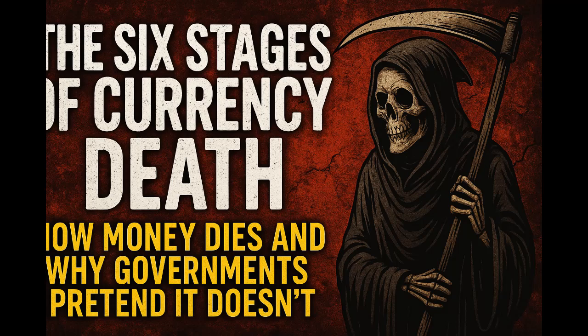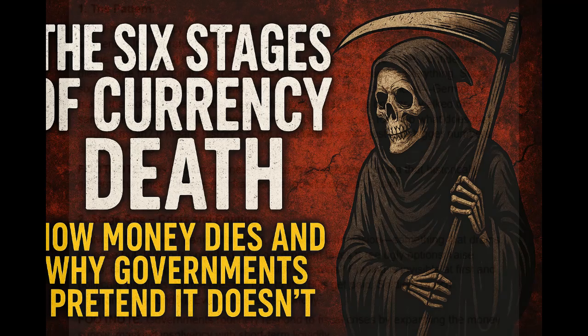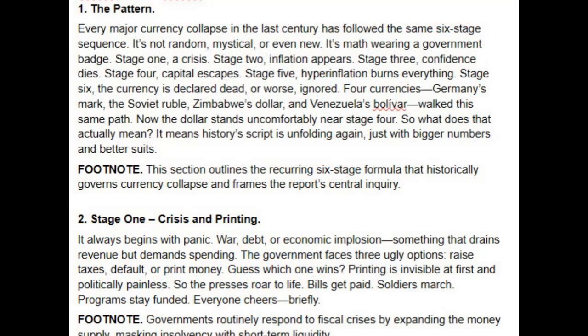The 6 stages of currency death, how money dies and why governments pretend it doesn't. 1. The pattern. Every major currency collapse in the last century has followed the same 6-stage sequence. It's not random, mystical, or even new. It's math wearing a government badge.